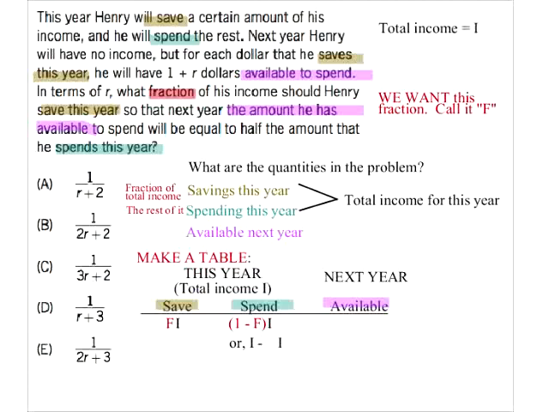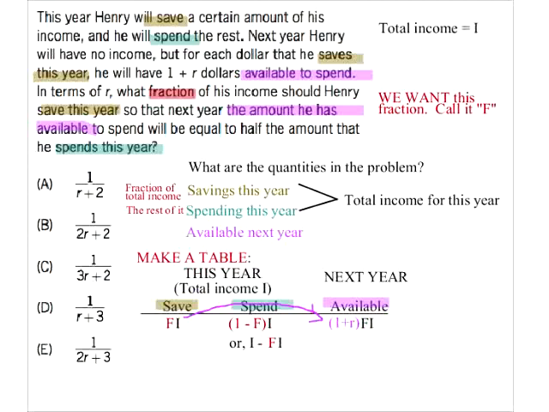I minus fI. Okay. Now we need to use this relationship that for each dollar saved this year, there's 1 plus r dollars available. So this means you just take the amount saved this year and you do what to it? Text box. You multiply by the 1 plus r. So you take that over there and times 1 plus r will give you that. So 1 plus r fI.